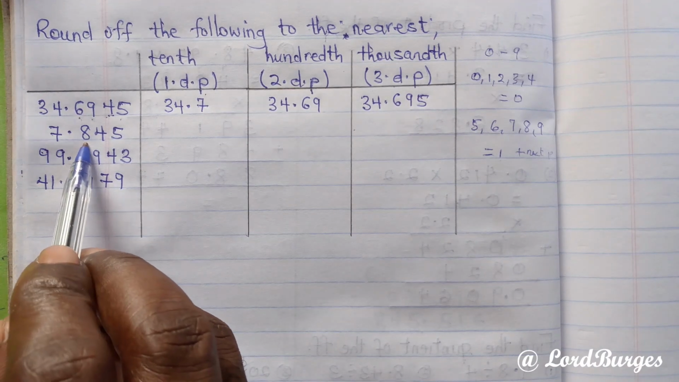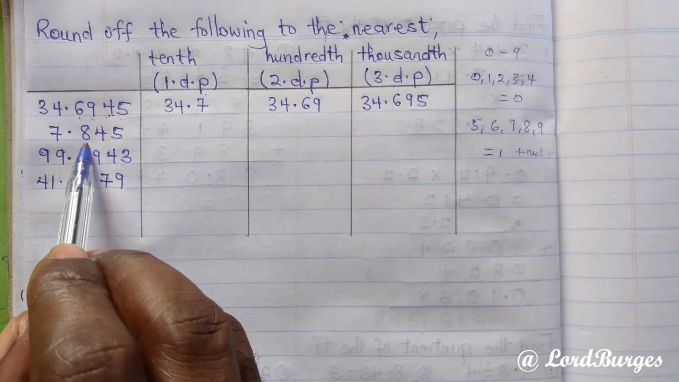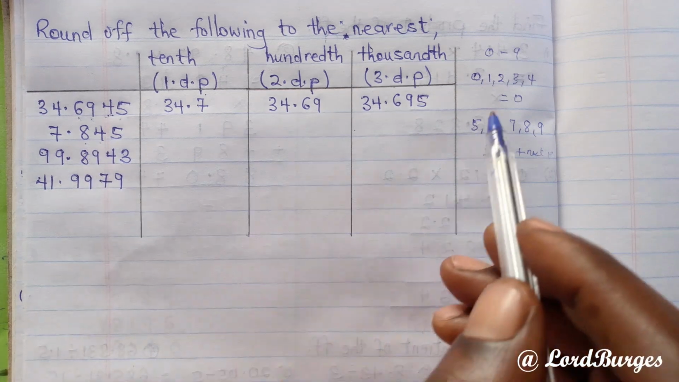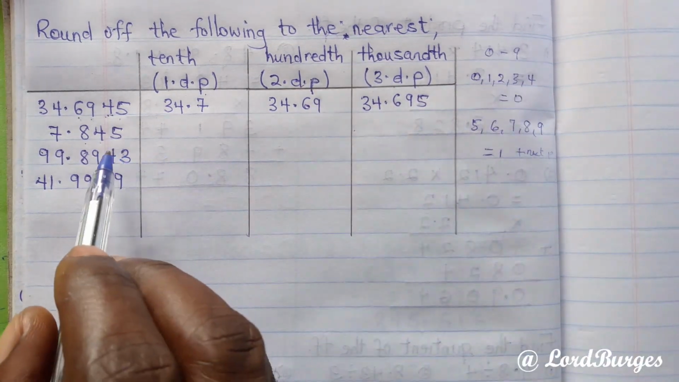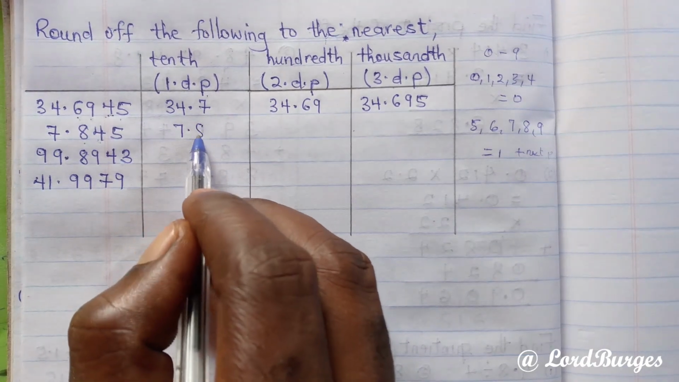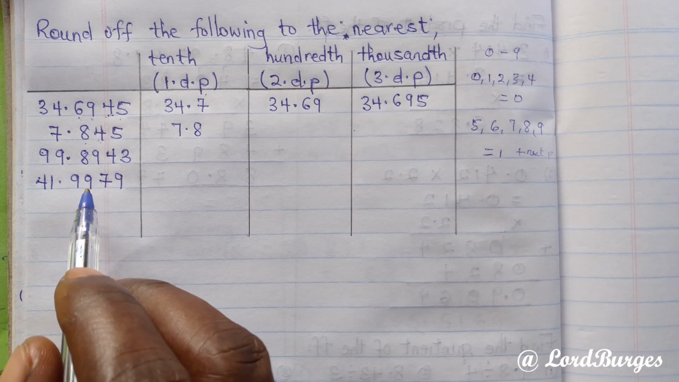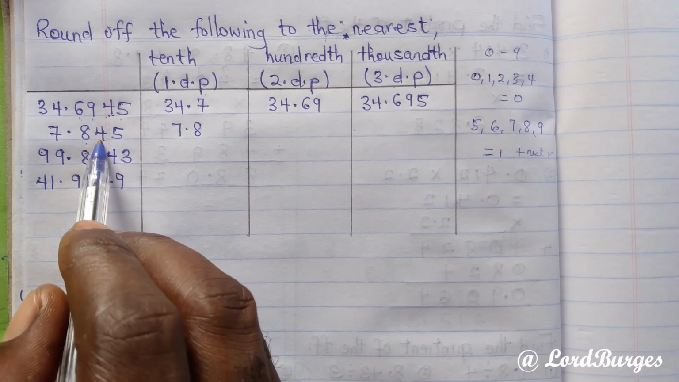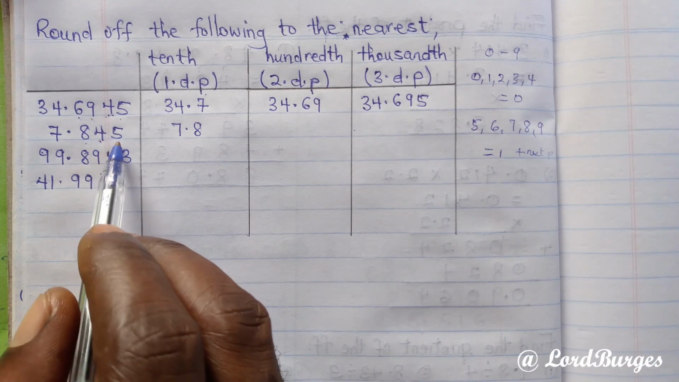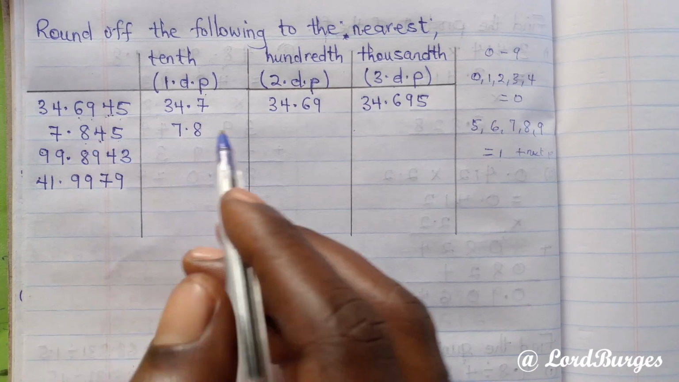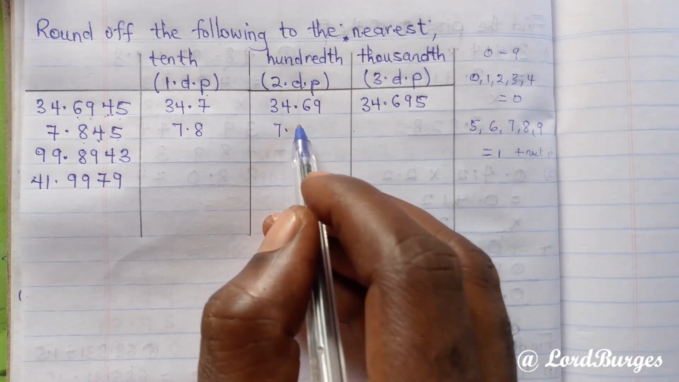1 decimal place, standing on the 8, looking at the 4. The 4 is within 0 to 4, so it becomes 0. So I should be having 7.8. 2 decimal places: 1, 2. I'll be looking at the 5. The 5 falls within 5 to 9, so this 5 becomes 1. I'll add it to the 4, making 5. So I should be having 7.85.